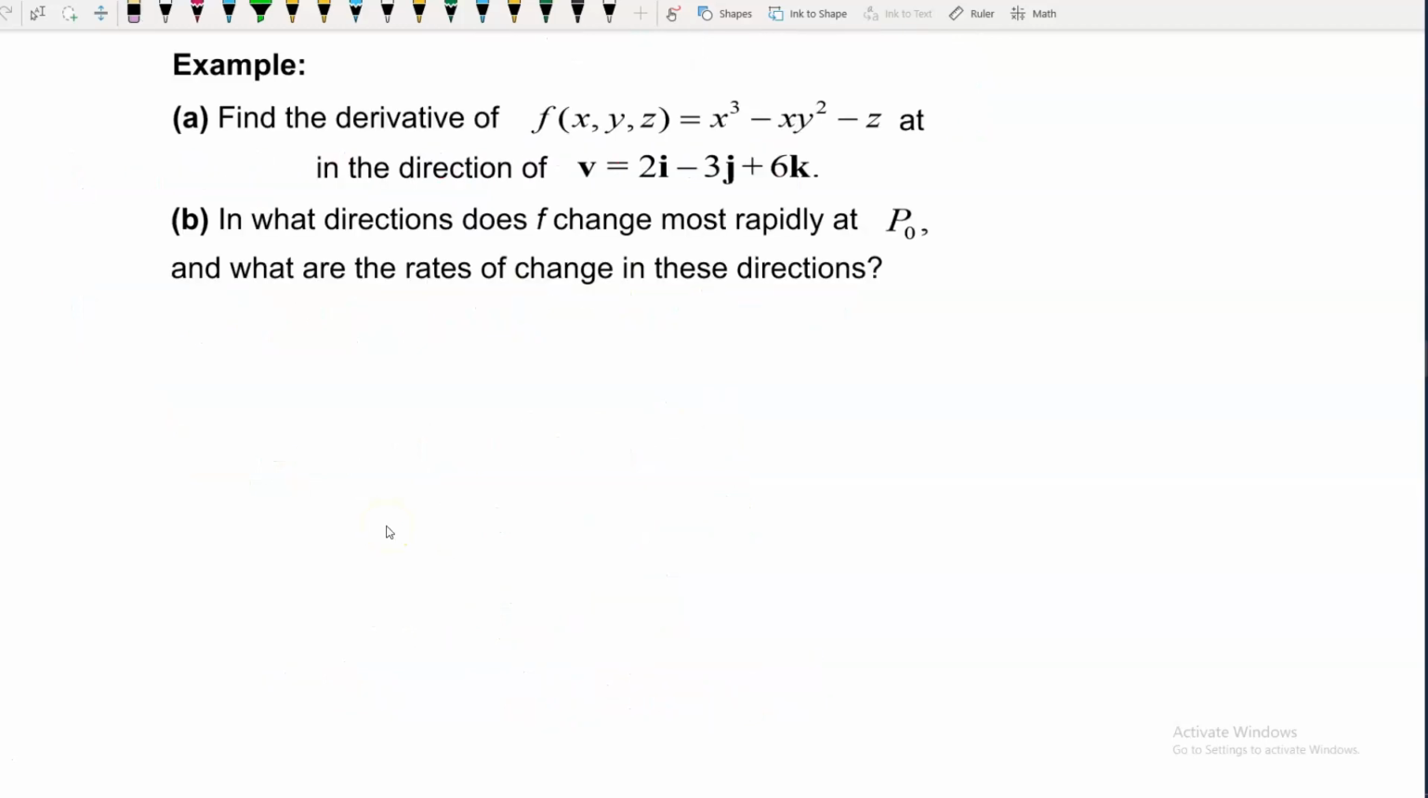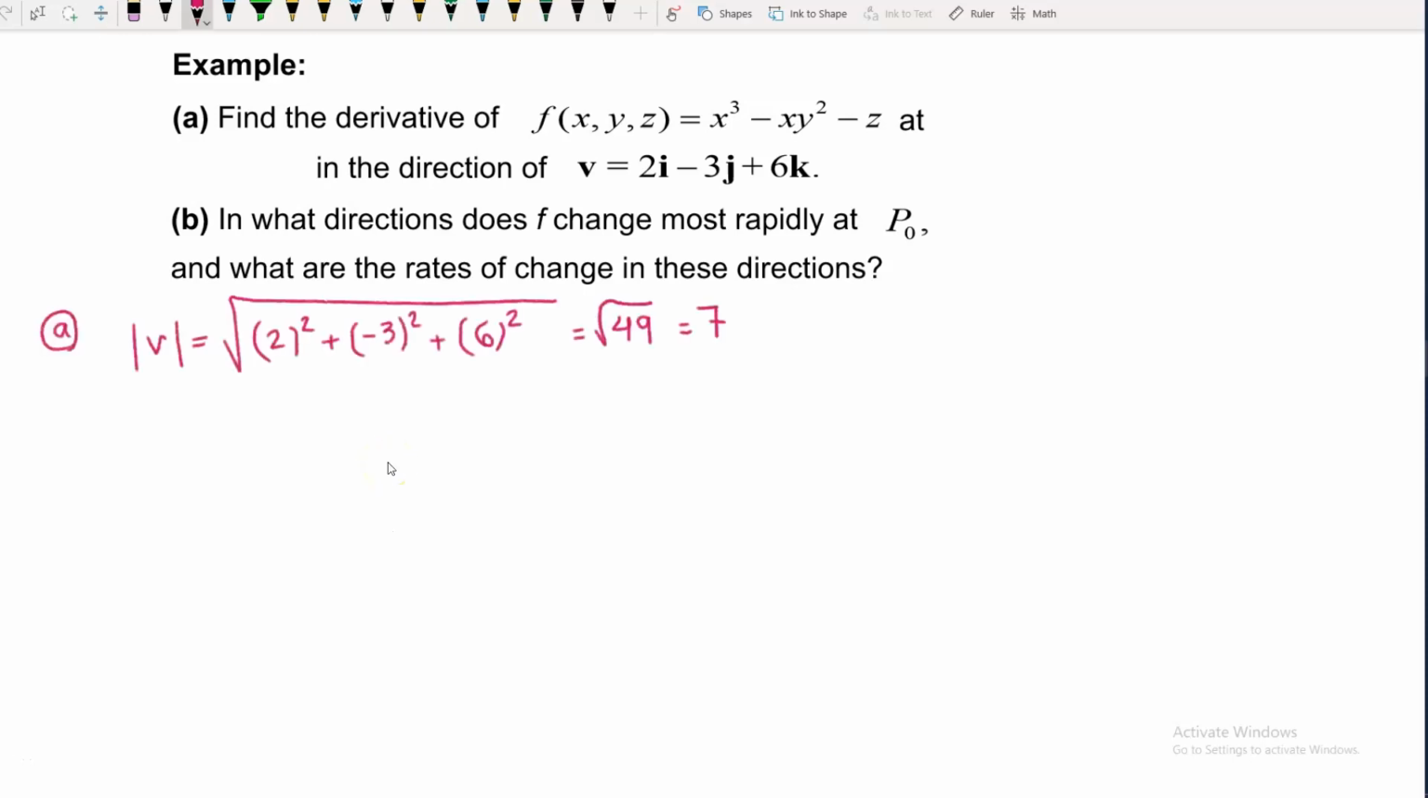Find the derivative of f of x, y, z equal to x cubed minus xy squared minus z in the direction of v equal to 2i minus 3j plus 6k. And for part B, in what direction does f change most rapidly at p0, and what are the rates of change in these directions?